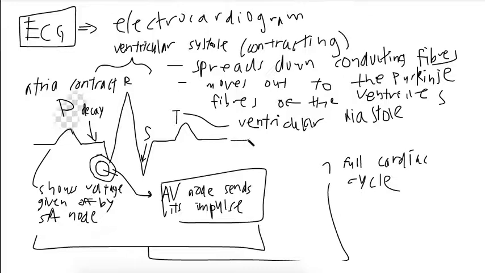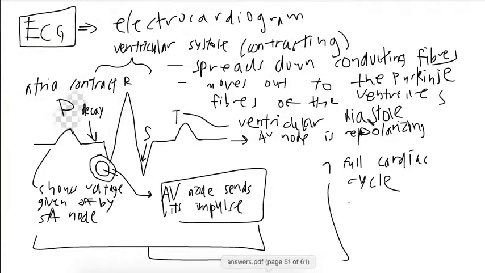So in this phase, the atrioventricular node, or the AV node, is repolarizing. When you repolarize something, you're essentially preparing it for another reaction. So in this case, it's preparing to send another impulse.